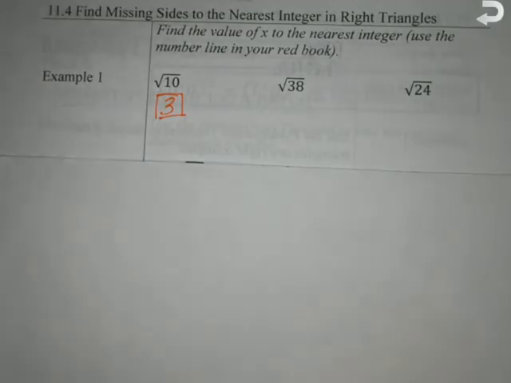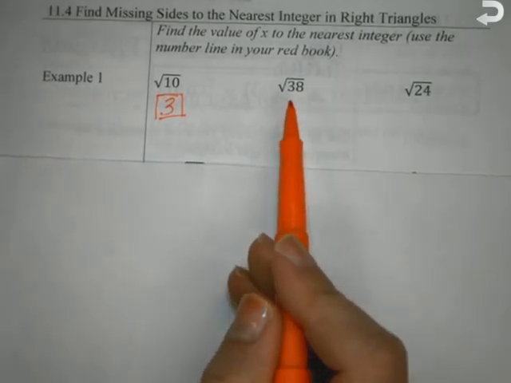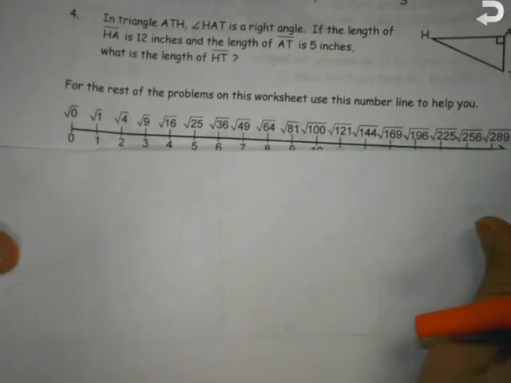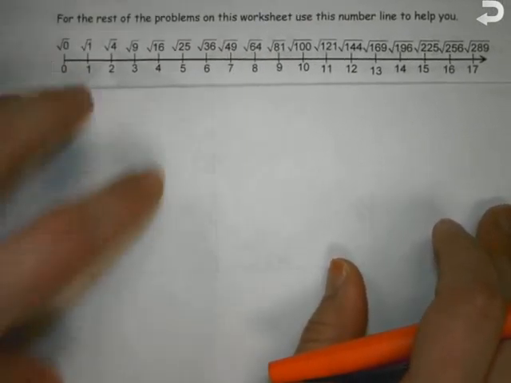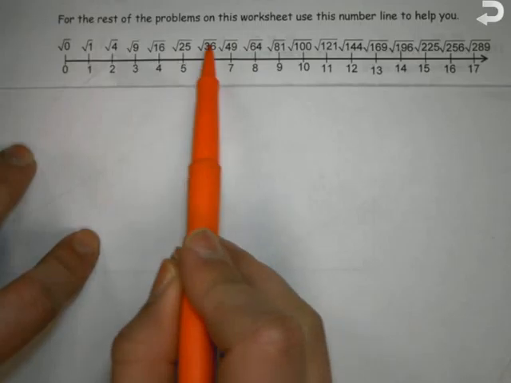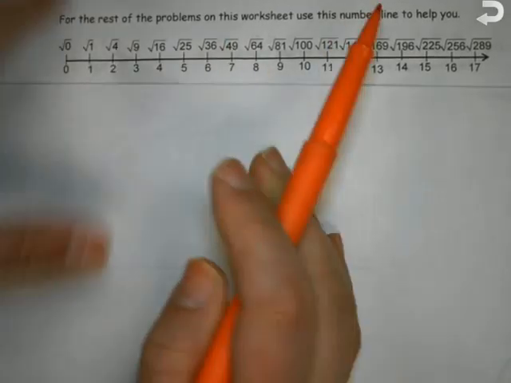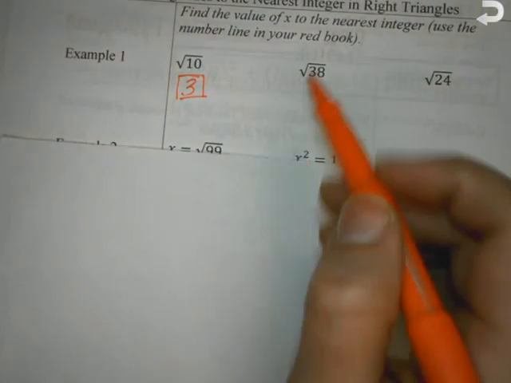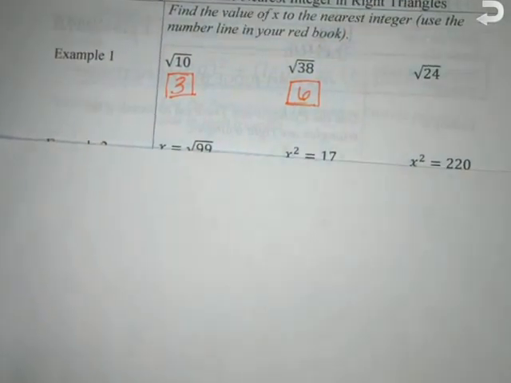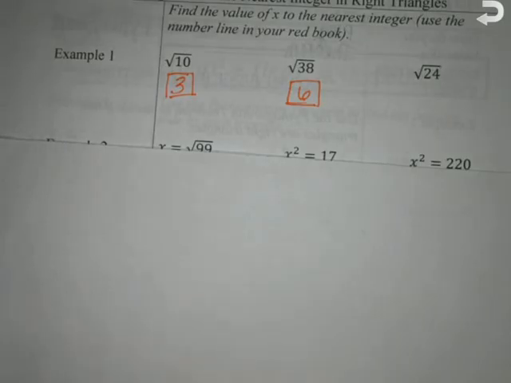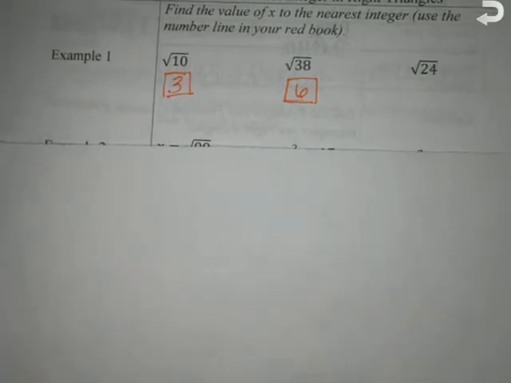Let's look at the second one, the square root of 38. Okay, the square root of 38 is closest to what on the number line? What do you see? The square root of 36, which is 6. So estimated to the nearest integer, the square root of 38 is 6. Okay, the third one asks us to estimate the square root of 24. Do that by yourselves really quick. Keep your answer to yourself. What'd you get? 5. Good.